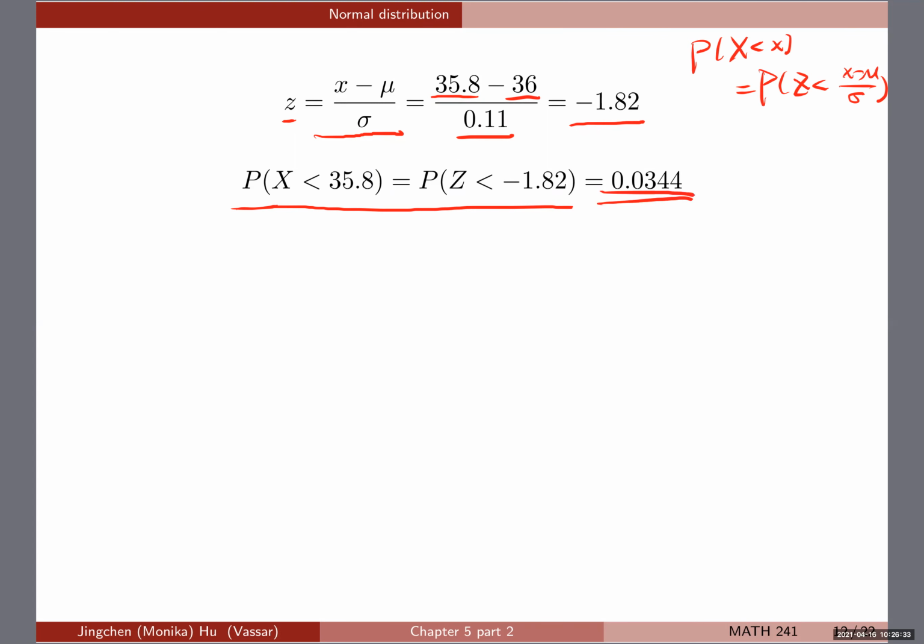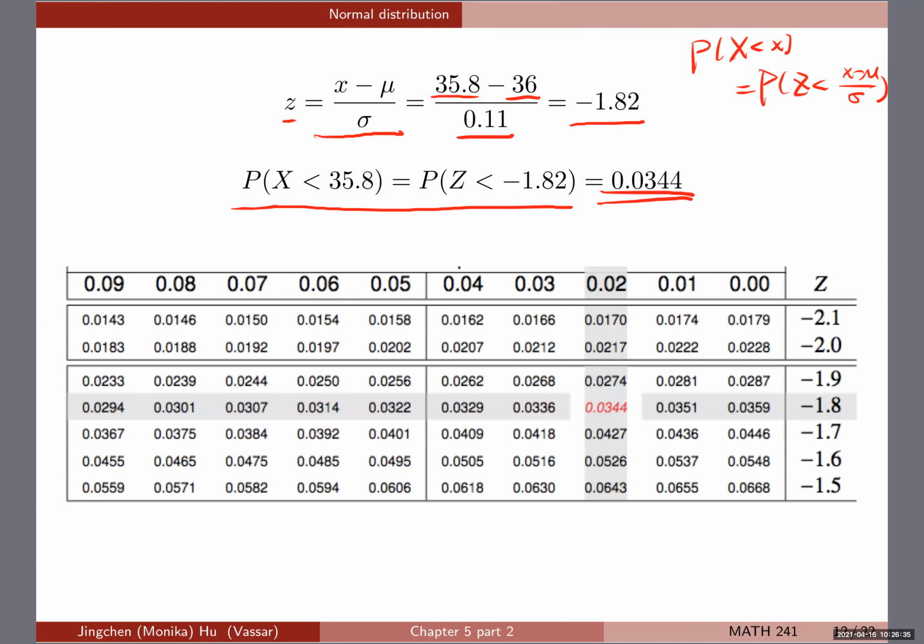This is what I mean by a normal table. If you consult the table that I posted on Moodle, it's much more detailed. It has two sides: one side is for Z positive, the other side is for Z negative. We're consulting the Z on the negative side because our calculated Z is negative 1.82. After the first decimal point, you look at the column. So this particular column over here, for us, is negative 1.8.